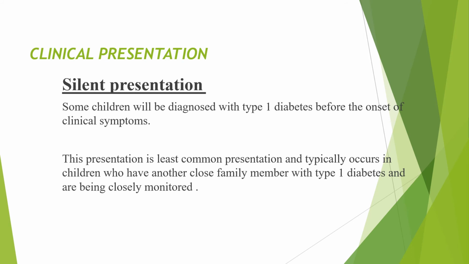When we see the third clinical presentation, or silent presentation, some children will be diagnosed with type 1 diabetes before the onset of clinical symptoms. And this presentation is the least common presentation, and it typically occurs in children who have other close family members with type 1 diabetes, and they are being closely monitored, and we identified them before they developed a symptom.